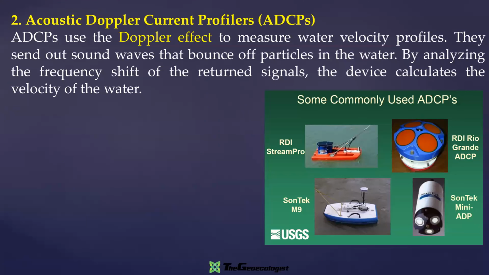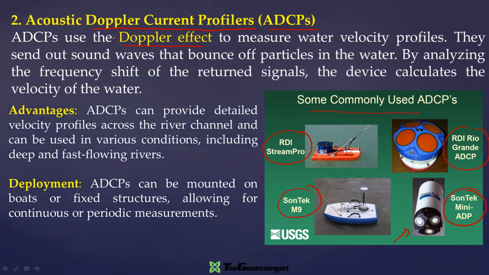Now, come to the next important technique which is commonly used. It's called acoustic Doppler current profiler, ADCPs. If you see some commonly used ADCPs here: RDI StreamPro, RDI Rio Grande ADCP, Sontek M9, Sontek MiniADP. These are used by engineers and hydrologists to look into, and it is based on what? Doppler effect to measure water velocity profiles. That's very important here. So the advantage of this Doppler effect based machine is that it can provide detailed velocity profiles across the river channel and can be used in various conditions, right? And this is very important for the depth calculation and velocity calculation both.